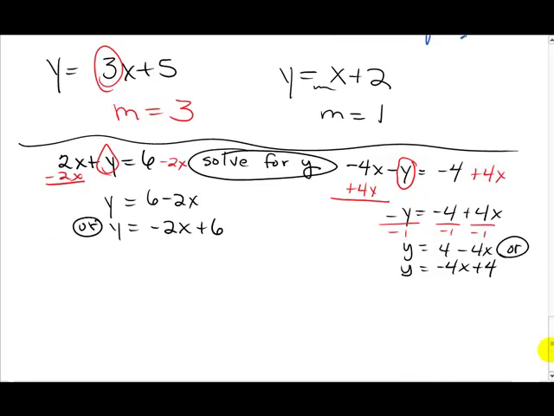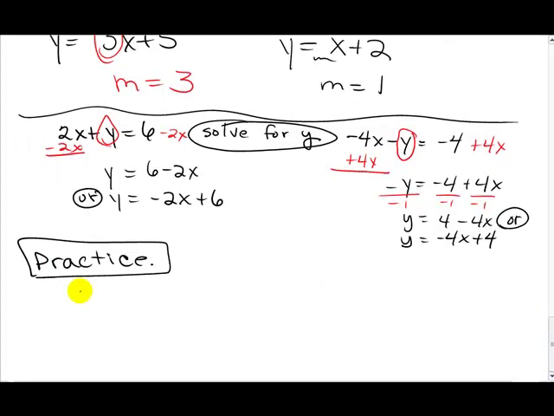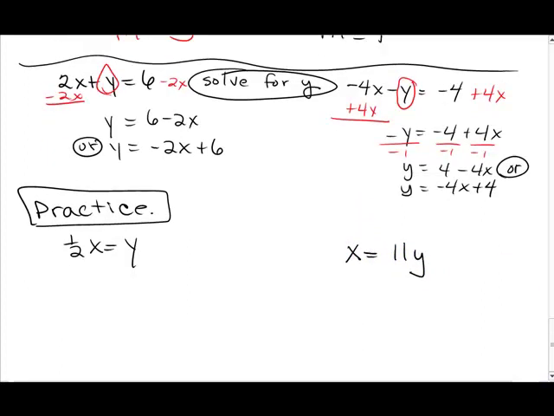Okay, let's see. I'm going to give you a couple to practice with. They're going to be a little bit difficult. Let's see if you rise to the challenge. That one shouldn't be too bad. This one will be a little bit difficult. Okay, what I want you to do is find slope. Alright, go ahead.